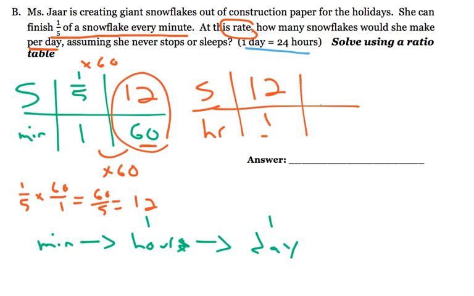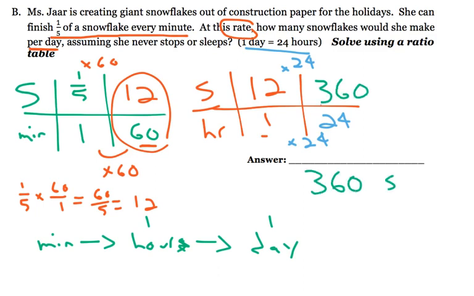And now I'm trying to get to 24. So I multiply by 24, which would be 1 day. And then when you do 12 times 24 by hand or on a calculator, you should get the final answer of 360. And that's 360 snowflakes per day.